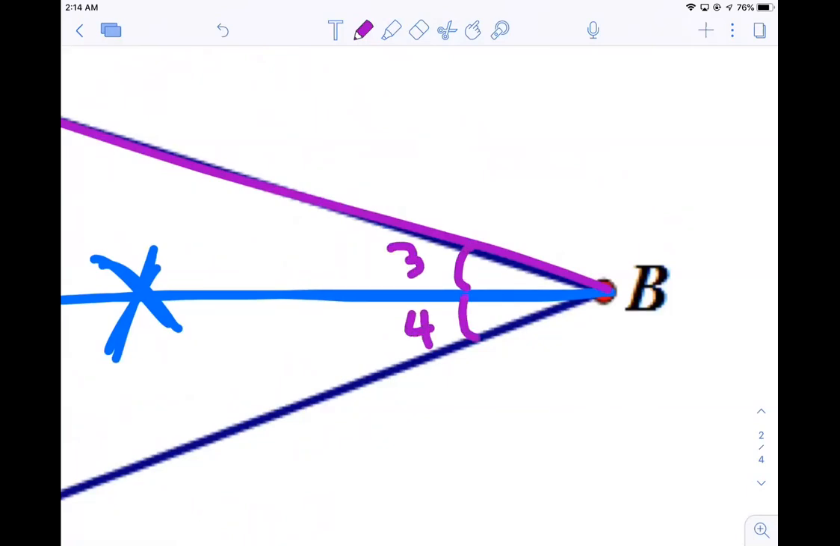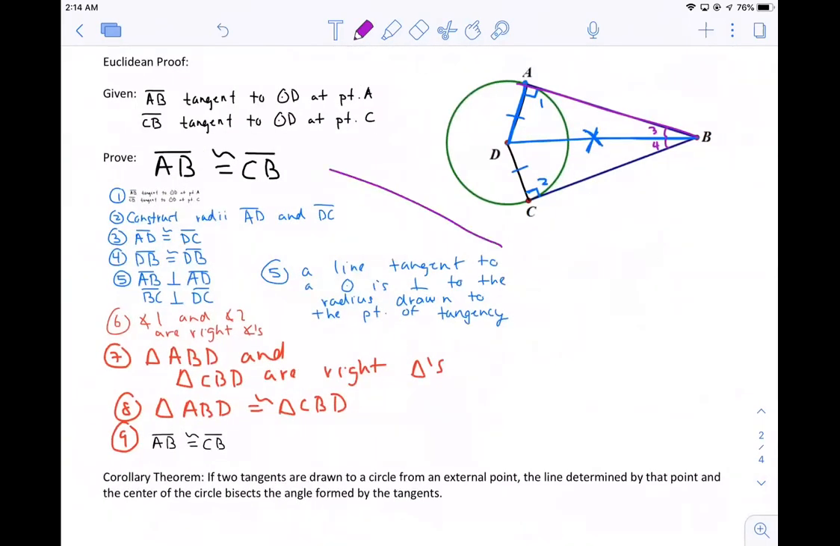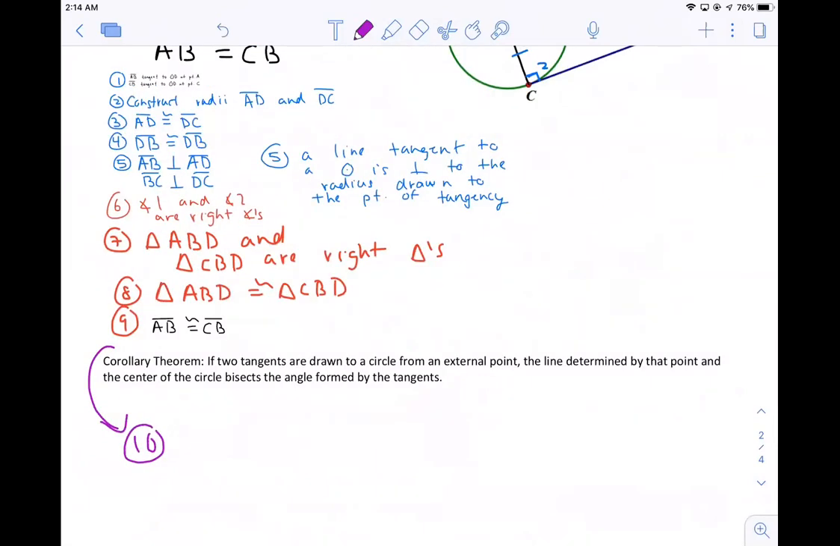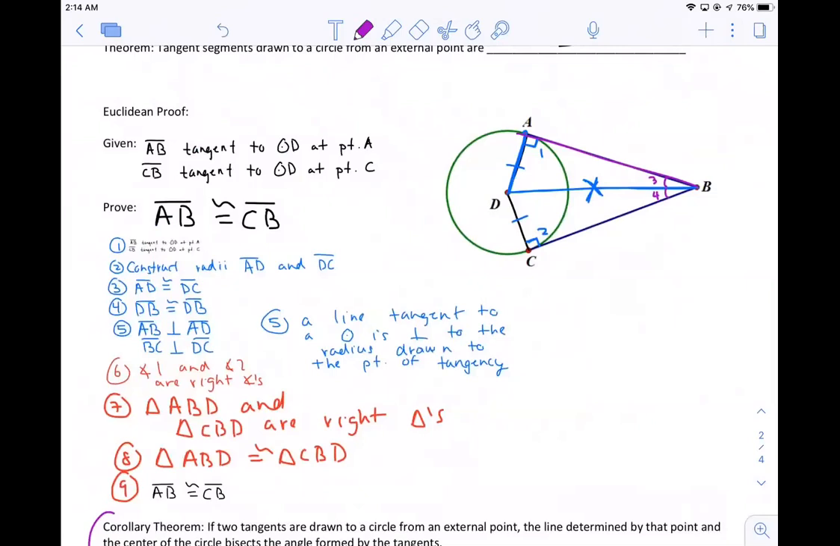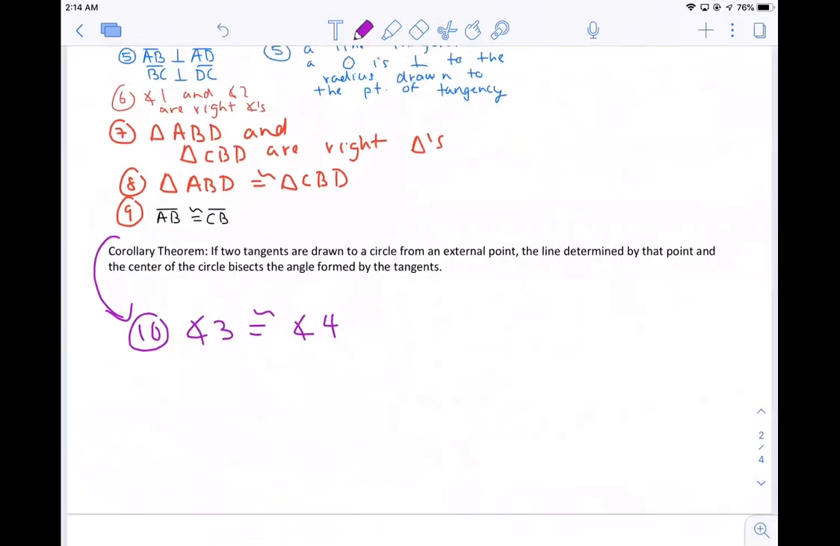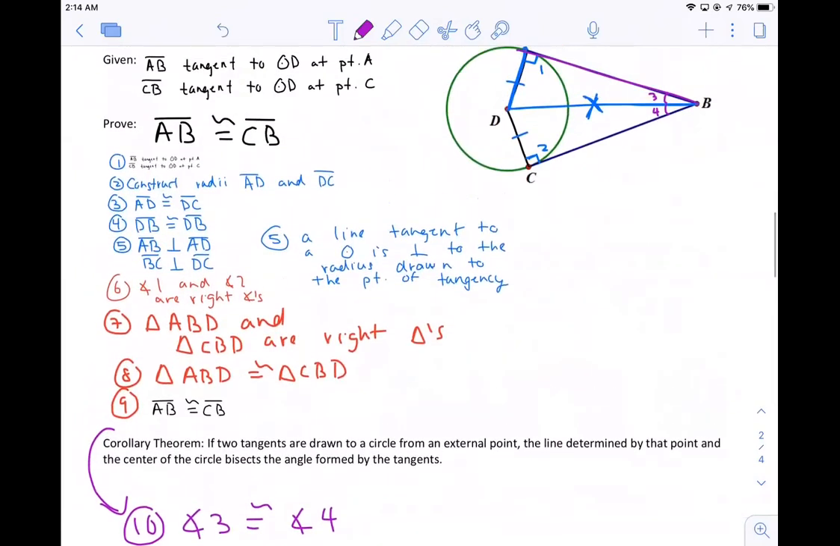All right, so this is a corollary theorem because it's derived from another theorem, which is this theorem. So based on the proof of that theorem, we only have to add one more step, which is that angle 3 is also congruent to angle 4 by CPCTC. Corollary kind of means it follows from another theorem. It follows that this is also true, that DB is going to bisect the angle formed by the two tangents.